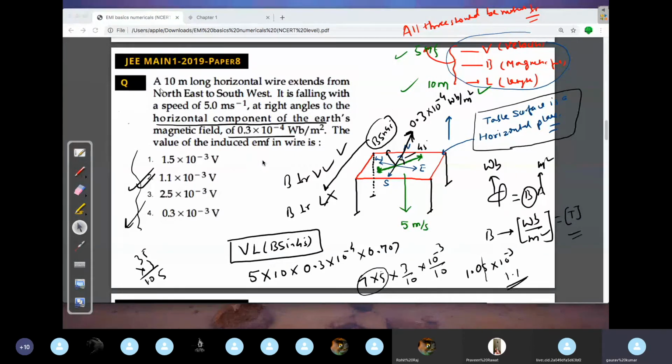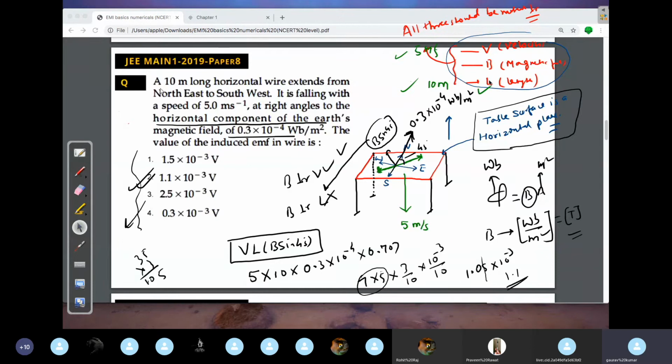So first of all, we have to visualize the diagram here. To make you visualize this diagram, I'm taking the reference of a table here. This face of the table, you can think of as a horizontal plane. On this plane, I'm drawing north, south, east, west like this. The rod is along this direction, northeast and southwest direction, and the rod is falling down at 5 meters per second.